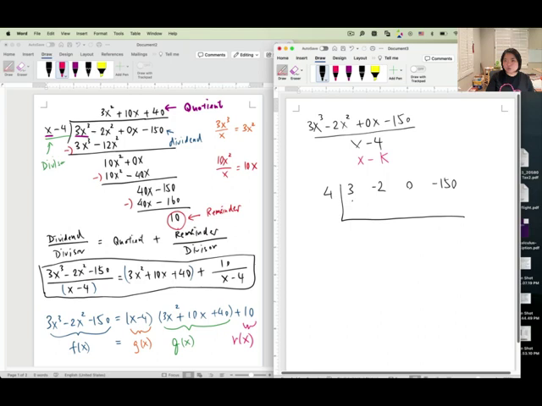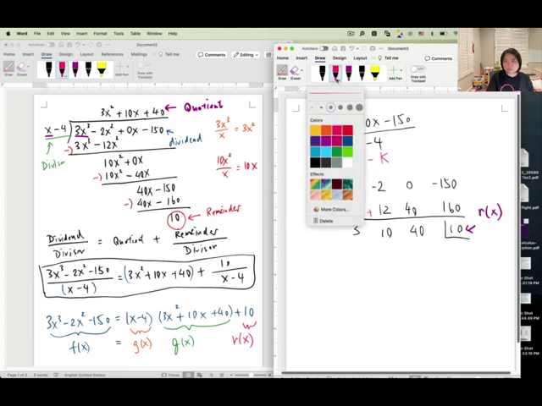First, we bring down the 3. Then we multiply 4 times 3 and get 12. For synthetic division, you can imagine there's a plus sign here. Add them together, you get 10. Then multiply 4 times 10, you get 40. Add together, 40. Then 4 times 40 is 160. Add it up, you get 10. So this 10 here will be your remainder. Same idea, this is my remainder.